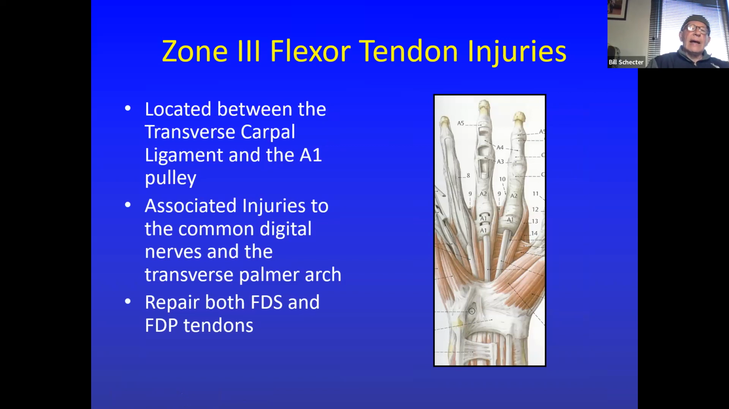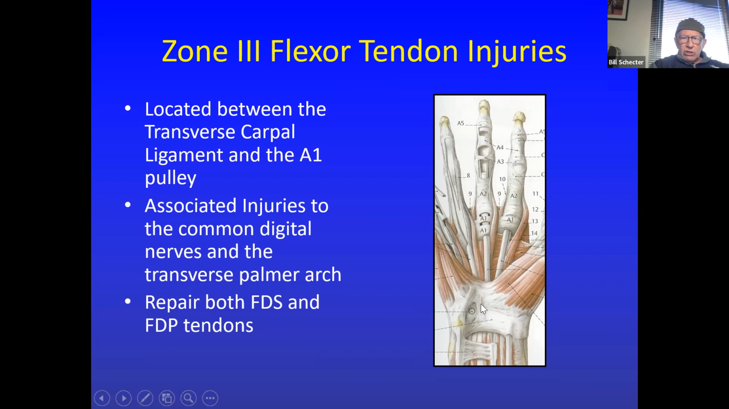Okay, now let's talk about zone 3 flexor tendon injury. Remember, zone 5 is in the volar forearm. Zone 4 is in the carpal tunnel. Now, zone 3 is that area located between the distal transverse carpal ligament right there and the proximal entrance of the fibro-osseous tunnel.